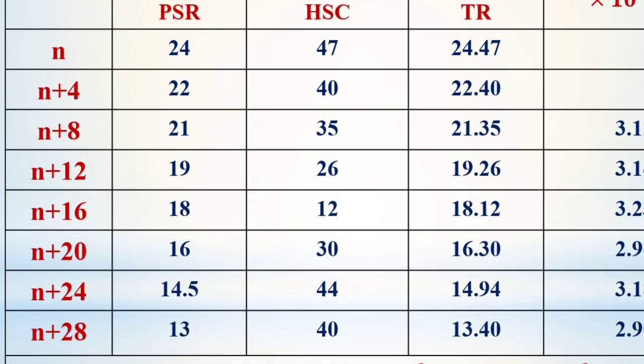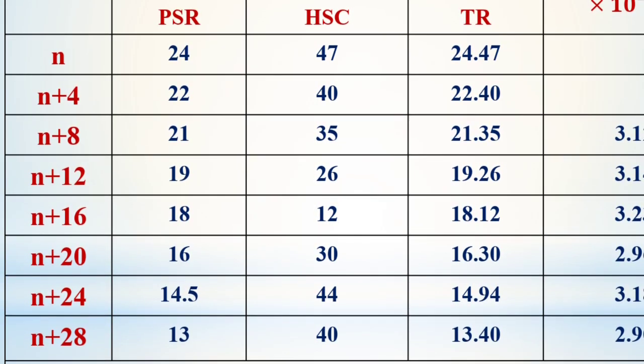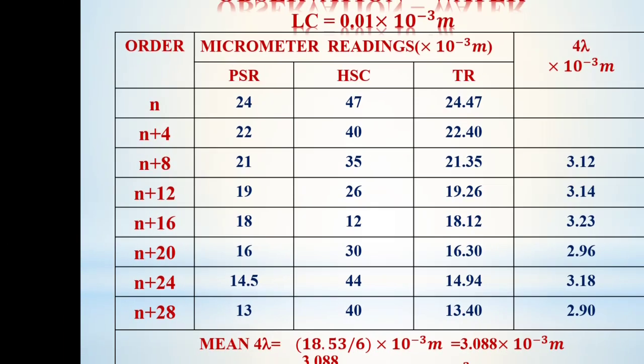So the total reading is 22.40. In the same way, we can find the total reading till n plus 28. For n plus 28, the pitch scale reading is 13 and the head scale coincidence is 40. So the total reading is 13.40.